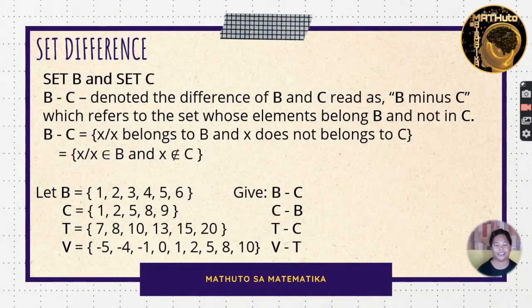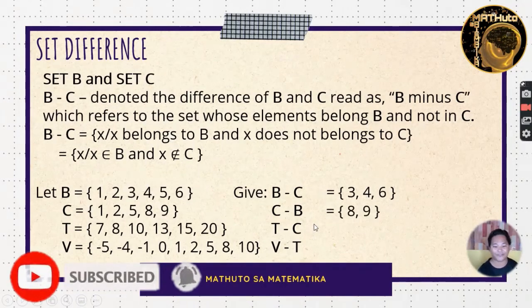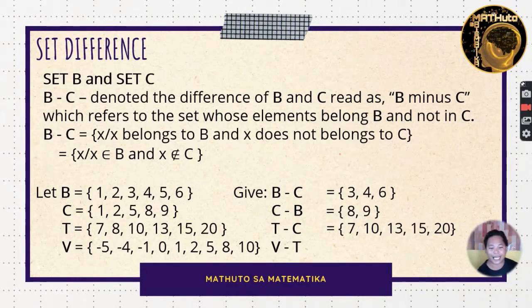B minus C. So, ano po yung mga elements na meron sa B and wala sa C? So, we have 3, 4, and 6. Yung ating D minus C, magkaiba po yung C minus B. So, dito naman sa C minus B, ano yung meron sa C na wala sa B? So, we have 8 and 9. Since 1, 2, 5 can be found in set B. T minus C. So, ano yung meron sa T na wala sa C? So, ang meron lang 8.